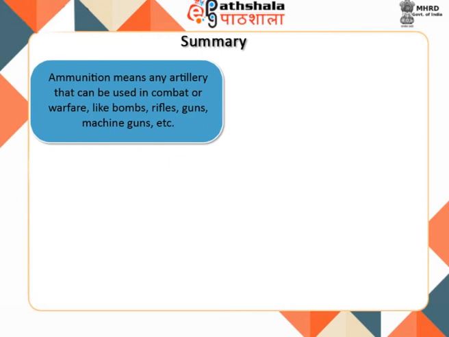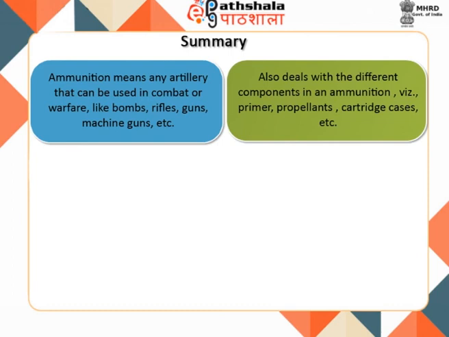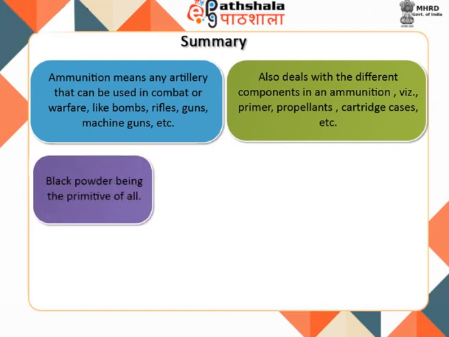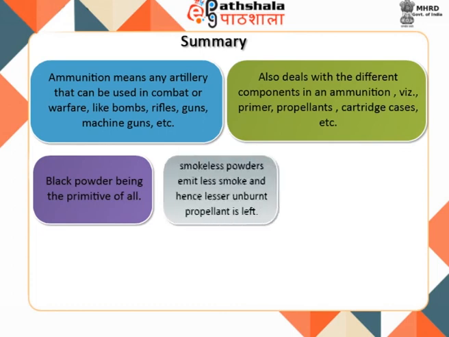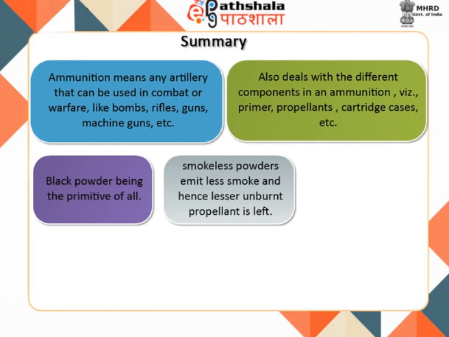Ammunition means any artillery that can be used in combat or warfare, like bombs, rifles, guns, machine guns, etc. These not only include the different types of arms used, but also deal with the different components in an ammunition, vis-a-vis primer, propellants, cartridge cases, etc. There are different types of gunpowders, black powder being the primitive of all. Nowadays, smokeless powders are used in modern ammunitions, since they emit less smoke and hence lesser unburnt propellant is left.